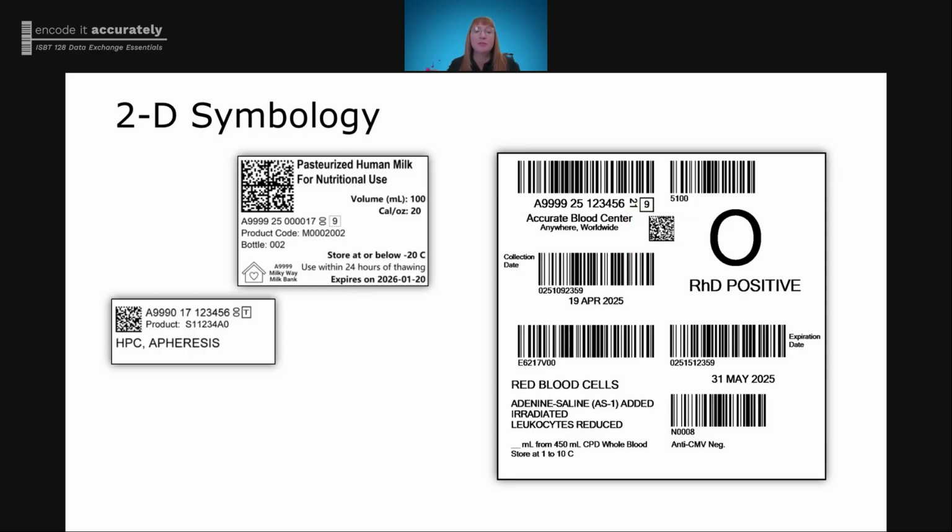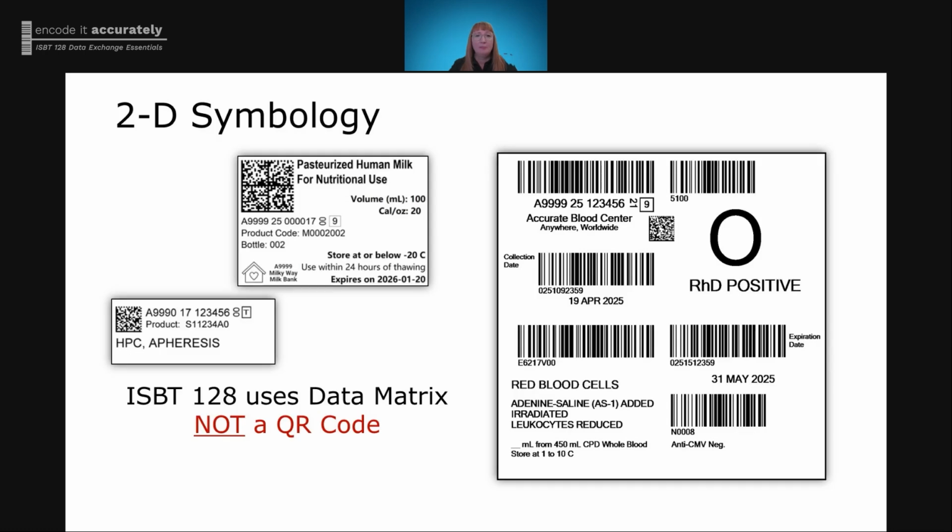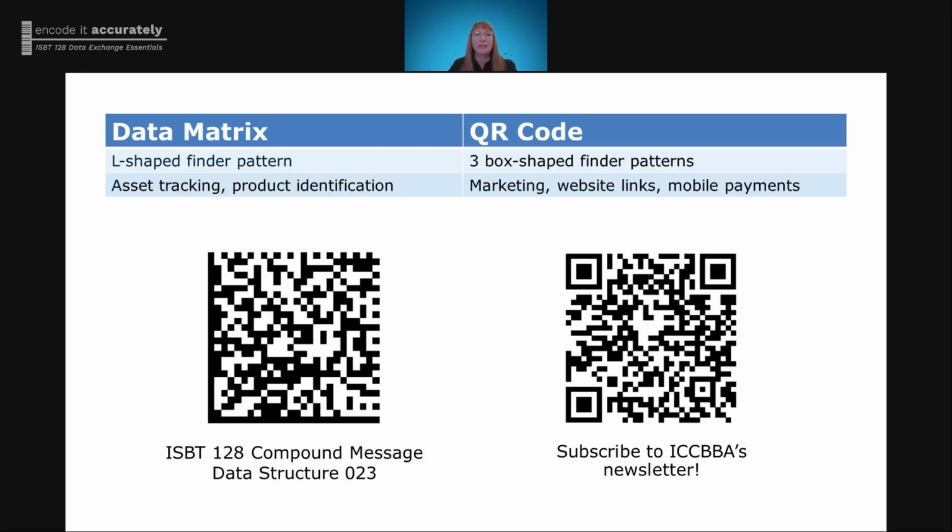2D symbols are also useful on smaller labels. You can see we've got a little milk label and a cellular therapy vial label. And I want to note that the 2D symbol is not a QR code. It is a data matrix 2D symbol. So what's the difference? Well, the 2D data matrix has an L-shaped finder pattern, whereas the QR code has 3 box-shaped finder patterns. And also, data matrix is generally used for asset tracking and product identification, whereas QR codes are generally for marketing, website links, and mobile payments.